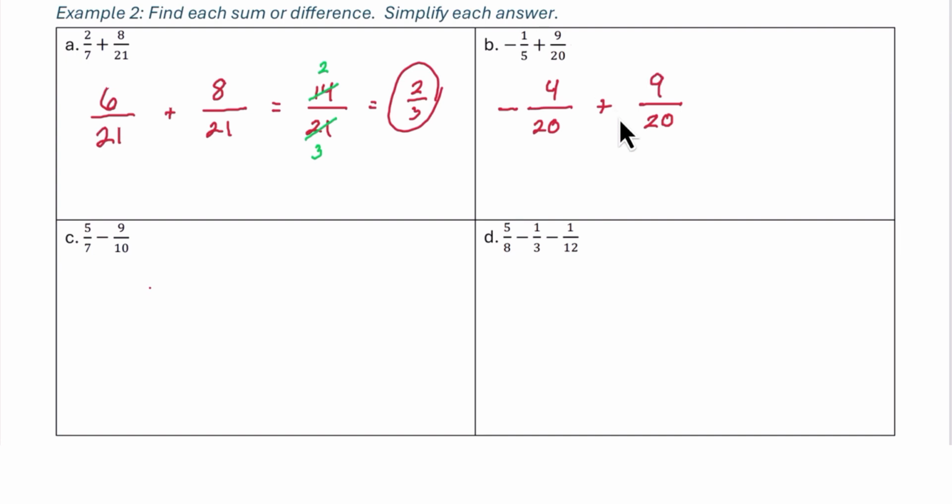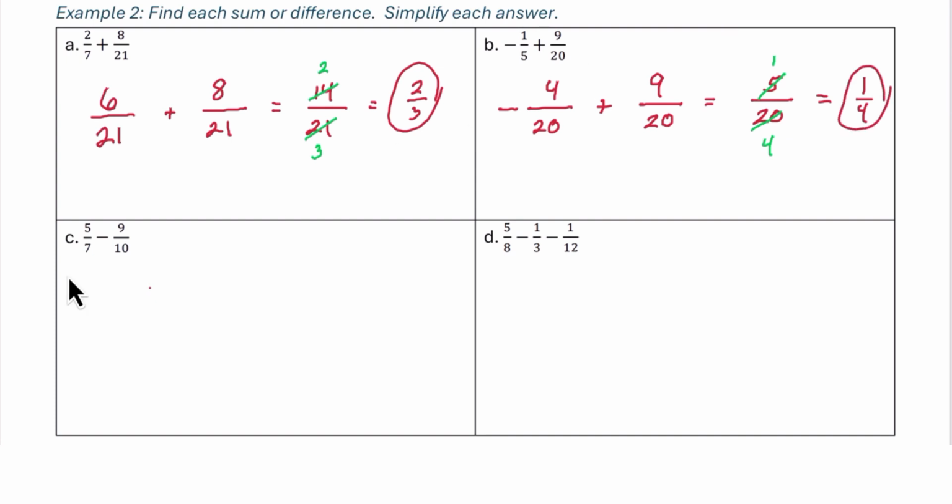Now we can add. The denominator will stay the same. 4 plus 9 is 5. And now we reduce. 5 and 20 are both divisible by 5. So we can divide 5 by 5, divide 20 by 5, and we get 1/4.